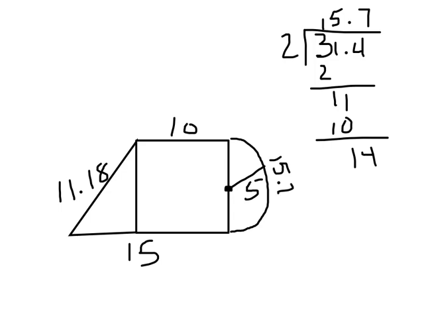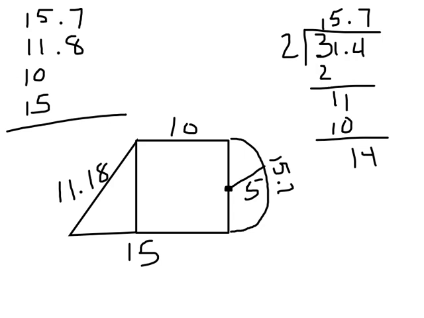So I simply add 15.7, 11.8, 10, and 15. So 7 and 8 is 15. My decimal, bring that up. 1, 5, 10, 11, 12. Bring that over. 1, 2, 3, 4, 5. 52.5.